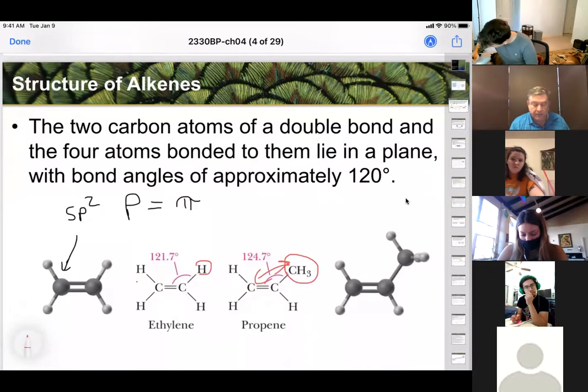The other important part is that notice we have 2 bonds in between here. We cannot rotate that bond. It does not rotate. It is fixed in space. And that's why we had to have that cis-trans isomerization in our nomenclature.